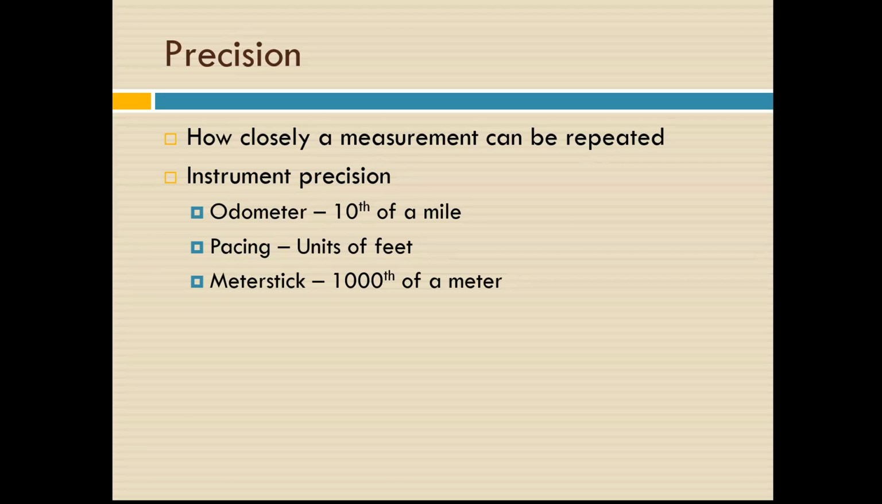If it's professional orienteering, that marker could be about the size of a pea, hidden underneath a rock or something. And a meter stick, of course, has marks every thousandth of a meter. We've got the meter, the decimeters, the centimeters, and the millimeter marks.